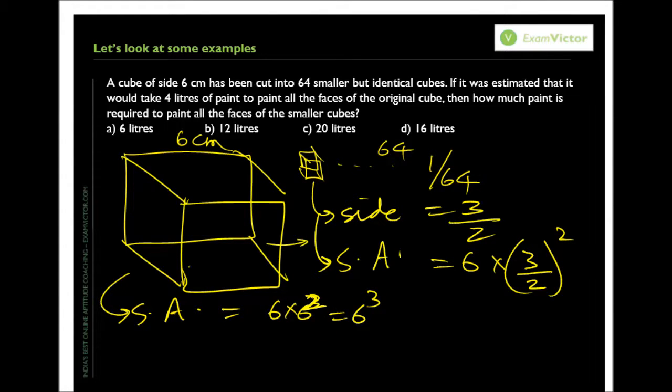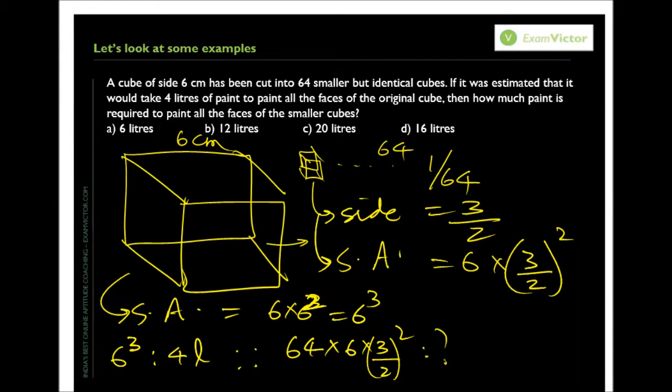Now, this surface area requires 4 liters. This is the surface area of one small cube. How much paint would 64 of these require? That's the question. So it's a simple ratio and proportion now. 6 cube requires 4 liters. So 64 into 6 into 3 by 2 whole square requires what? And now you just have to solve this ratio and proportion. Again, I'll clear up some space here.